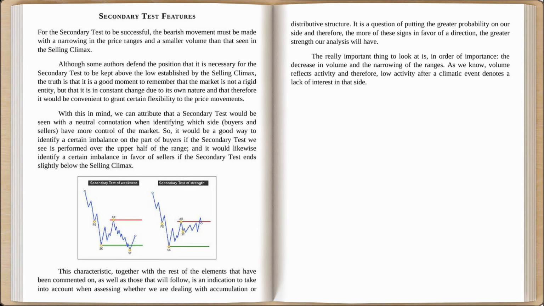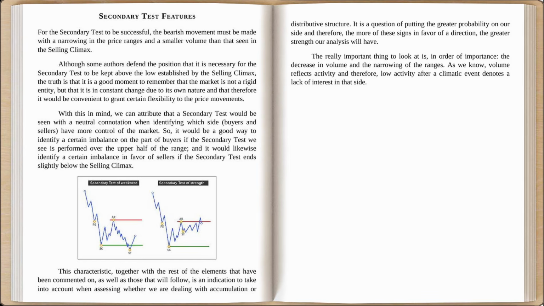Secondary test features. For the secondary test to be successful, the bearish movement must be made with a narrowing in the price ranges and a smaller volume than that seen in the selling climax. Although some authors defend the position that it is necessary for the secondary test to be kept above the low established by the selling climax, the truth is that it is a good moment to remember that the market is not a rigid entity, but that it is in constant change due to its own nature, and that therefore it would be convenient to grant certain flexibility to the price movements.